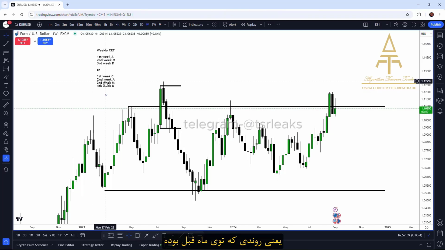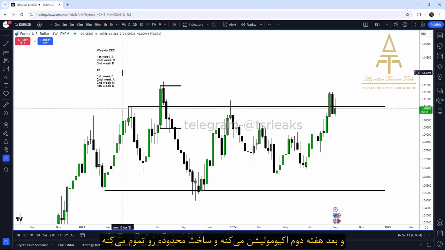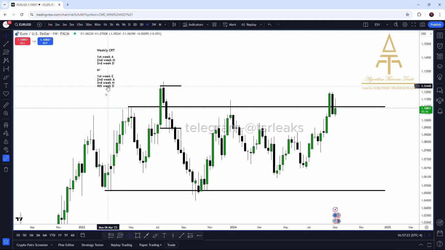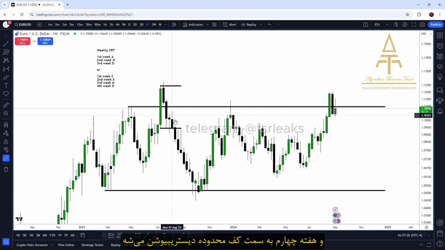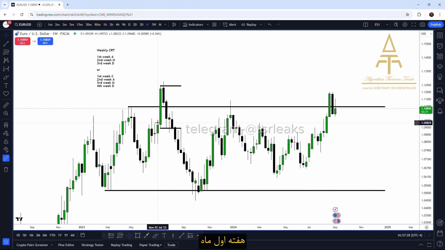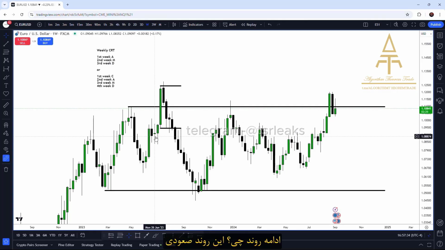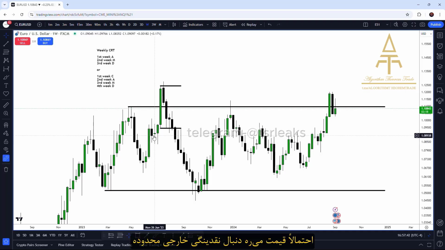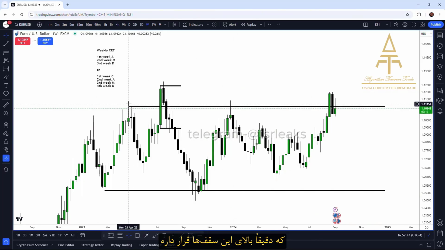Okay? So, meaning in the previous month. And then the second week accumulates, finishes the creation of the range. The third week will then manipulate the range high or low, in this case the high. And the fourth week will distribute towards the range low. Week number 1 of the month, continuation. Continuation of what? This uptrend. Tapping into internal range liquidity right here, this fair value gap. Price is likely going to chase external range liquidity, which lies right above these highs.